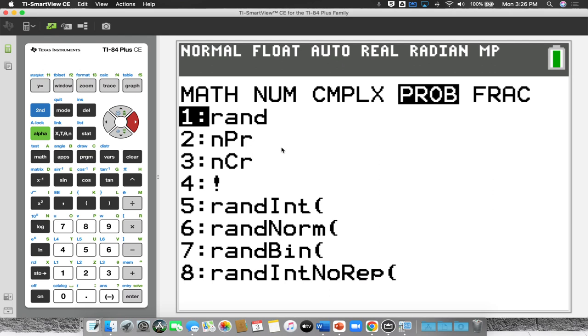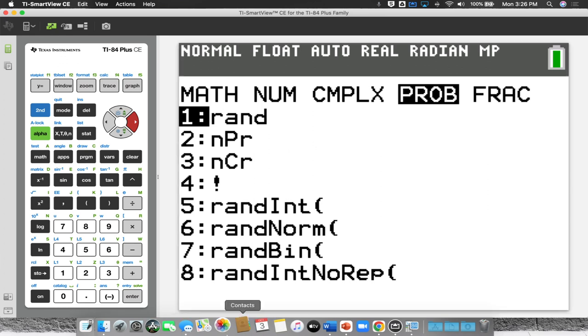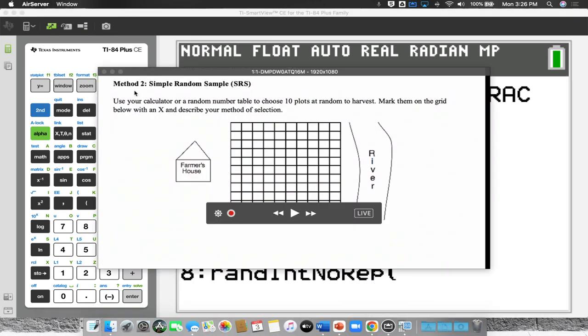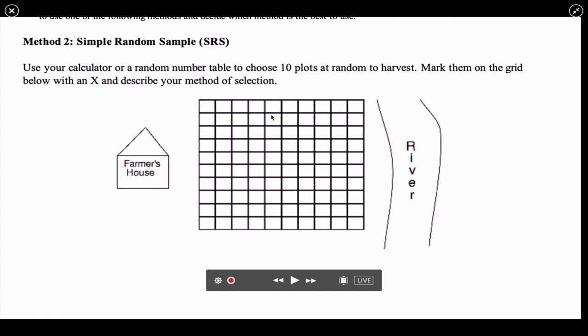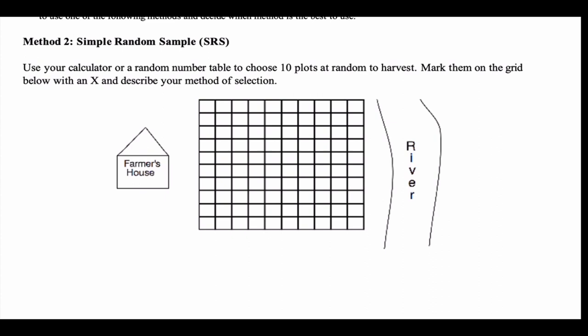All right, so let's do ours. Go back to method two. What do we pick? Okay. Do it. See what you get. 1, 100, 10. You get a bunch of numbers, right? You get 10 numbers. You shouldn't get decimals on yours.